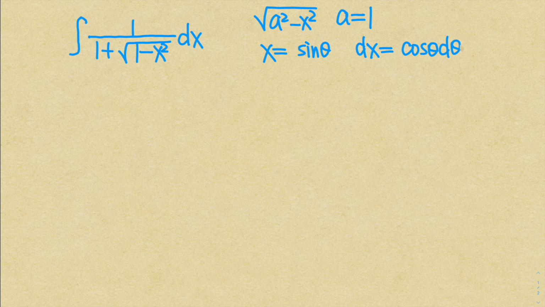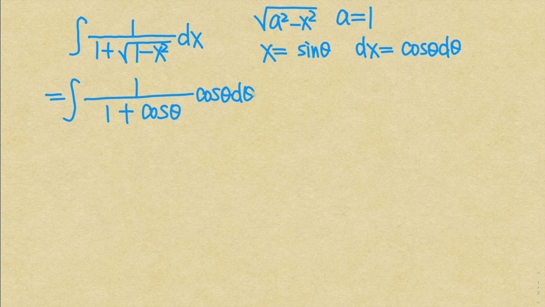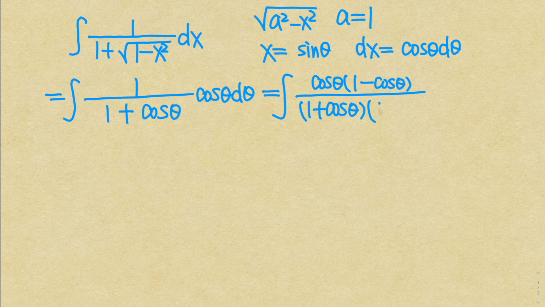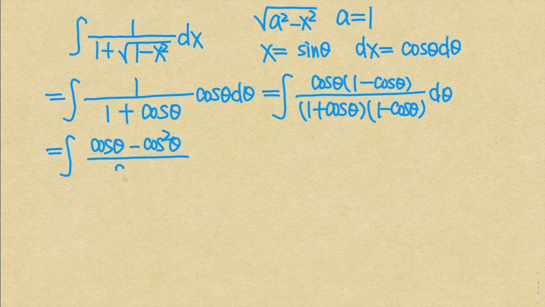So here we can write the integral as integral of 1 over 1 plus cosine theta times cosine theta d theta. And now the problem is how to solve this trigonometric integral. There are several different ways to solve it, but here I'd like to times 1 minus cosine theta both on the top and the bottom. You will see how it works later. So we are going to have integral of cosine theta minus cosine squared theta over sine squared theta.